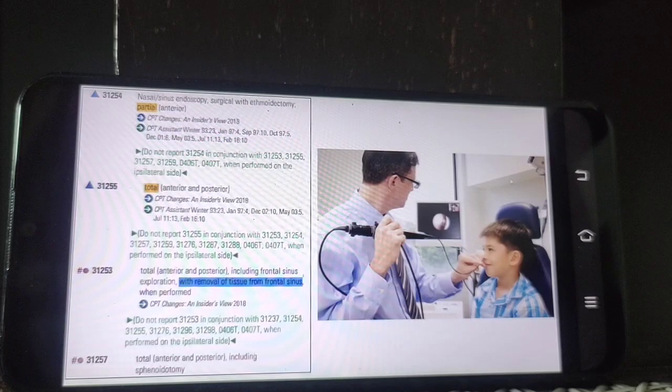Based on the name of the scopy, for example nasal endoscope, that type of scopy is used to view the nasal cavity and the sinus. Is this a diagnostic scopy or a surgical procedure? Is this diagnostic or surgical?